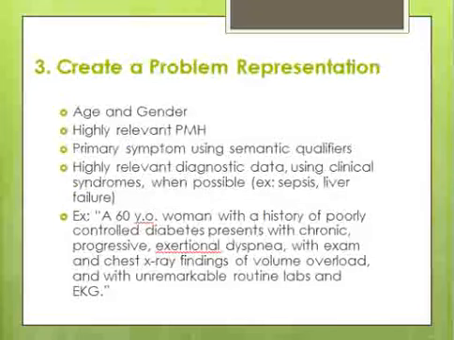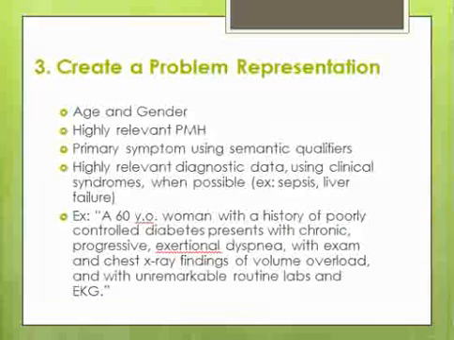So now it's time to create a problem representation. This should include age and gender, any highly relevant past medical history, primary symptom using the semantic qualifiers, and highly relevant diagnostic data using clinical syndromes when possible. So if the whole picture is looking like sepsis, or if the whole picture is looking like liver failure, you're taking that into account. Here would be an example of creating a problem representation.